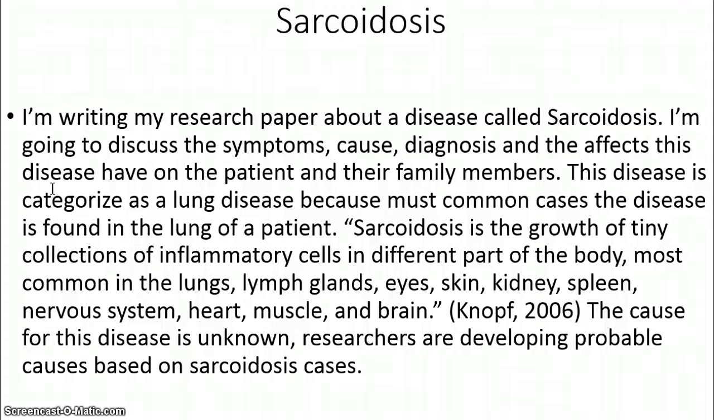Sarcoidosis is a growth of tiny collections of inflammatory cells in different parts of the body, most common in the lungs, lymph glands, eyes, skin, kidney, spleen, nervous system, heart, muscles, and bones. The cause for this disease is unknown. Researchers are developing probable causes based on sarcoidosis cases.